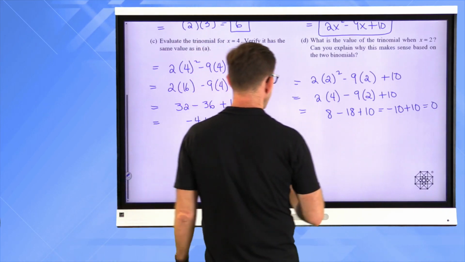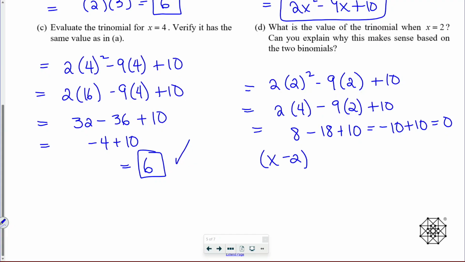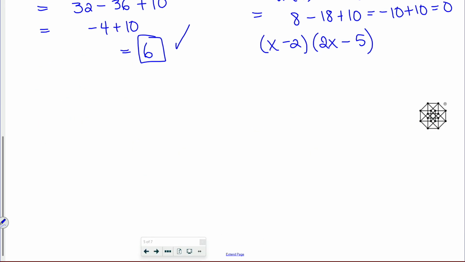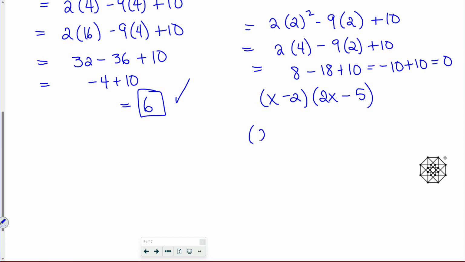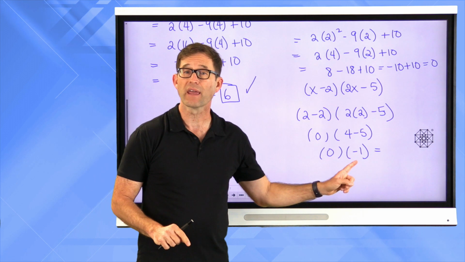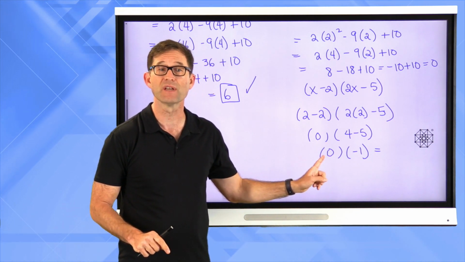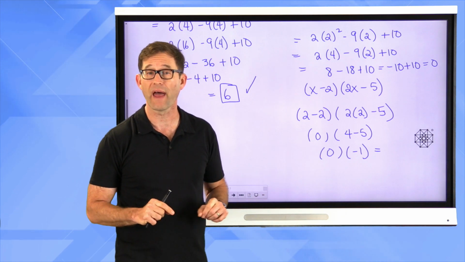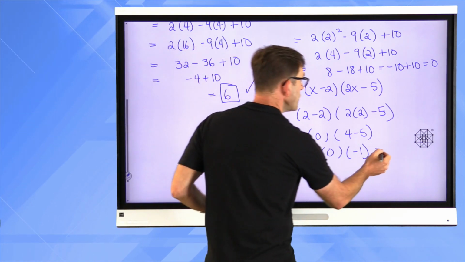So if I take a look at the original product, x minus 2 times 2x minus 5, let me extend the page a little bit. There we go. If I put x equals 2 in here, I'll get 2 minus 2 times 2 times 2 minus 5, so I'll get 0 times 4 minus 5, which is 0 times negative 1. Now, it doesn't matter so much the negative 1. What matters is the fact that this particular factor is equal to 0 when x is equal to 2, and so this is equal to 0.